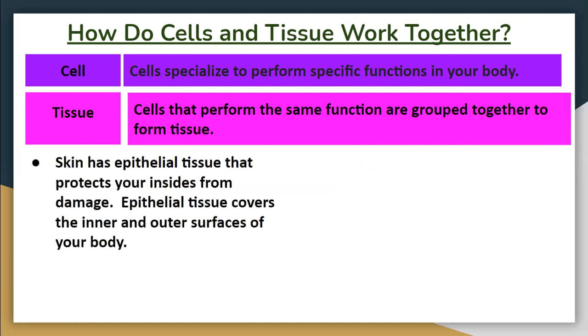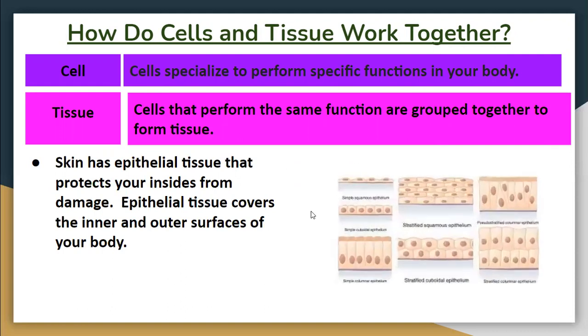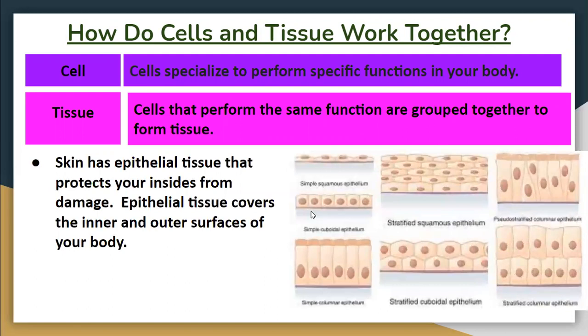And then skin has epithelial tissue that protects your insides from damage. Epithelial tissue covers the inner and outer surfaces of your body. So there's the different types of skin. So you can see there's different layers of your skin.